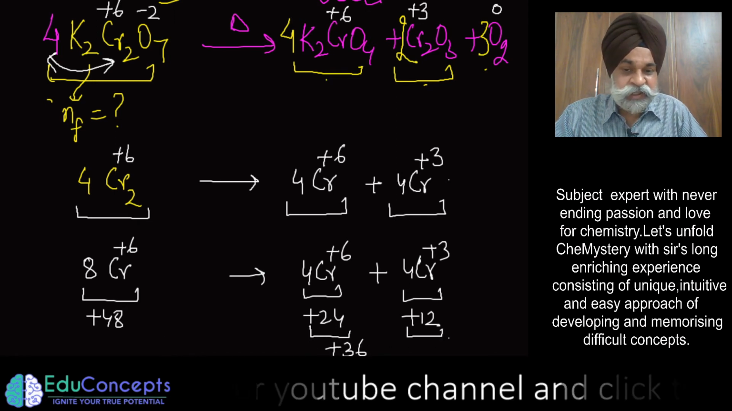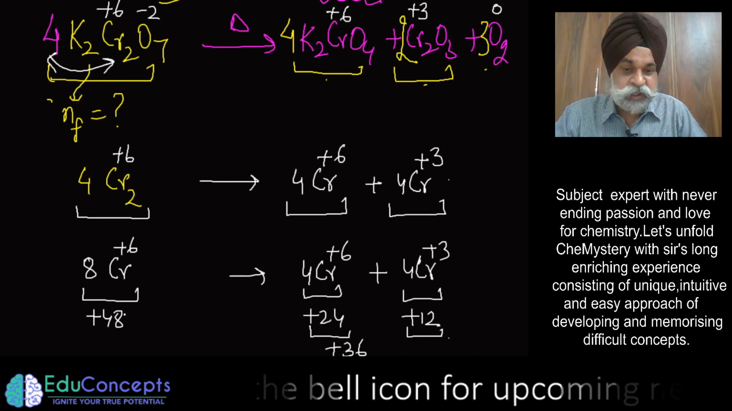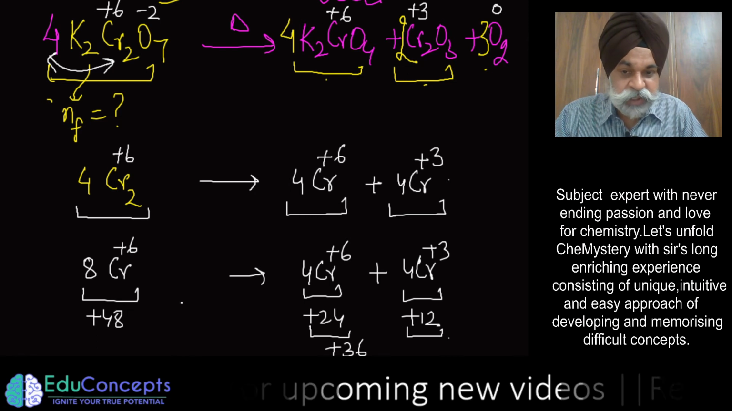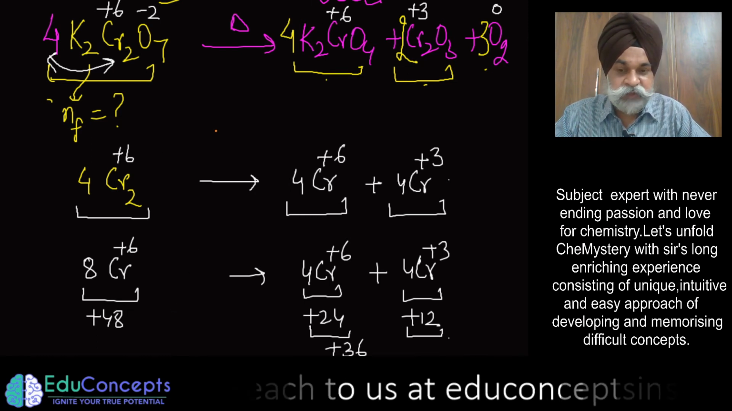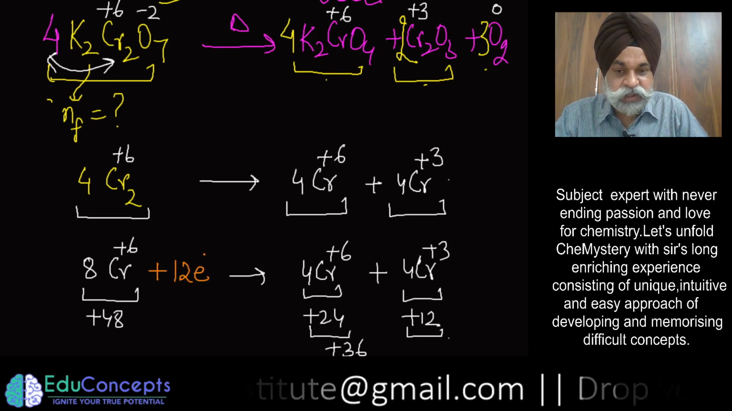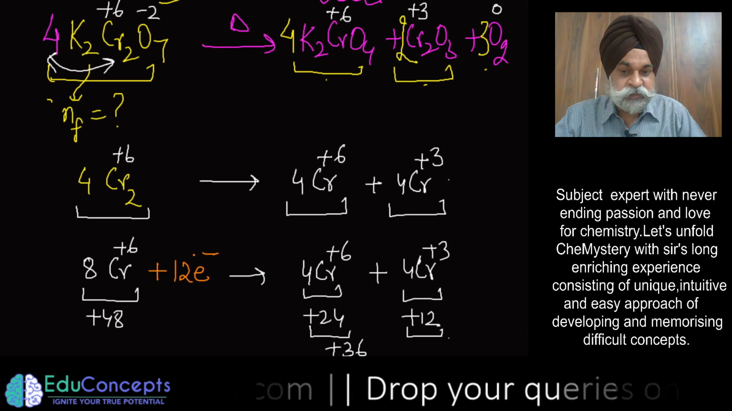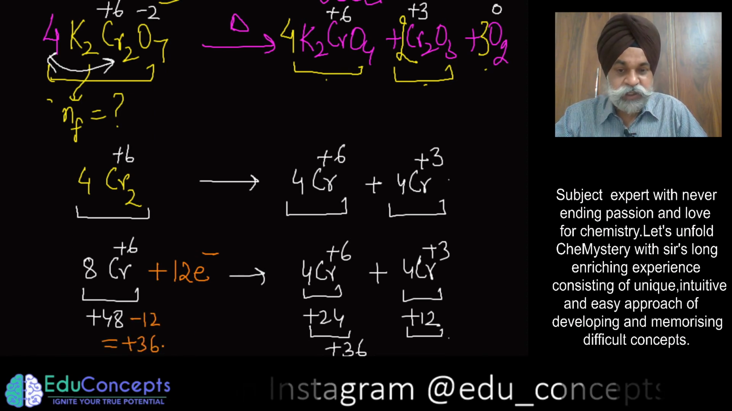So +36 is to be made equal to +48, or rather I would say the atoms are being balanced. Now you have to place the charge balancing. So charge balancing you can do with the help of electrons. So here if you could put 12 electrons, so everything got balanced. So now if you minus 12, so this comes out to be +36 only.